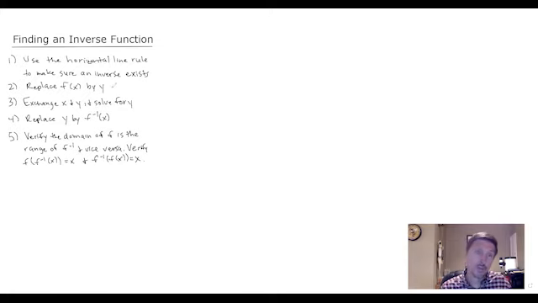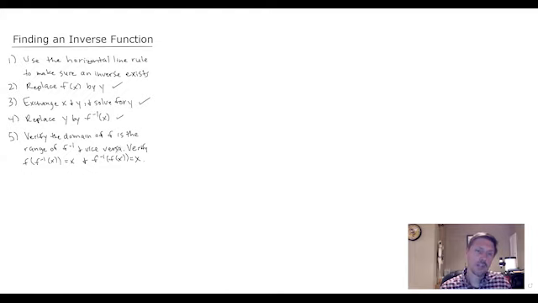That's step number 2. Step number 3 is then exchange x and y. So wherever x was in the previous one, put y there, and y then becomes x. And so then you're going to rearrange that equation and solve for y. And then that basically becomes your inverse function. You replace y with f to the -1 of x.